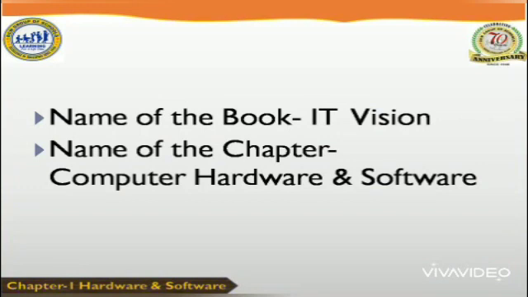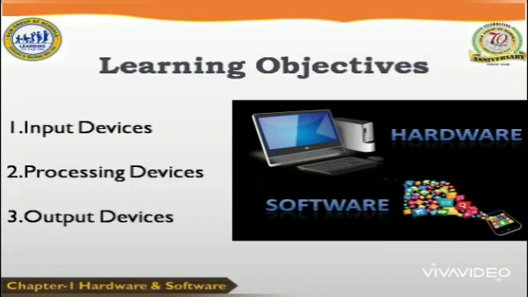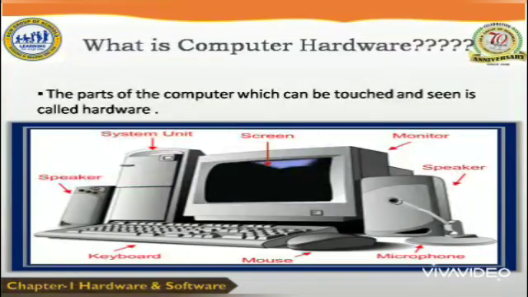So, Class 4, let me introduce you all with the name of the book, that is IT Vision, and the name of the chapter that we are going to learn is Computer Hardware and Software. Children, at the end of the video, you all are going to learn about input devices, processing devices and output devices. So, first of all, what is computer hardware?